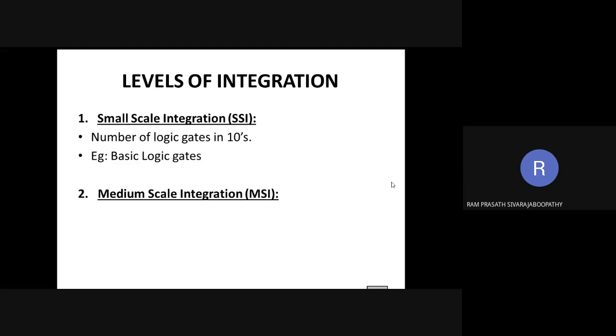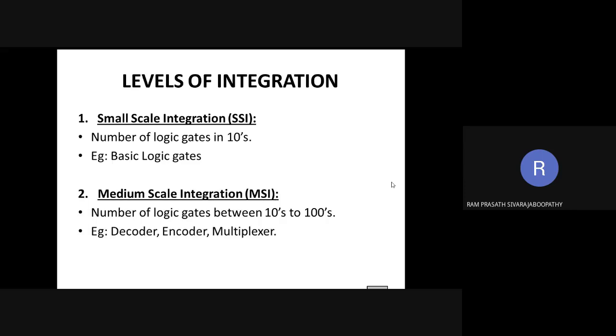Whereas in the case of MSI, the number of logic gates is between 10 to 100. What I am saying is the number of logic gates. Each logic gate has a certain number of transistors. For example, say each logic gate is built with 6 transistors. Then you can say 60 to 600 transistors are incorporated in the IC using MSI technology. What we are saying is technology. SSI and MSI are technologies based on the levels of integration.